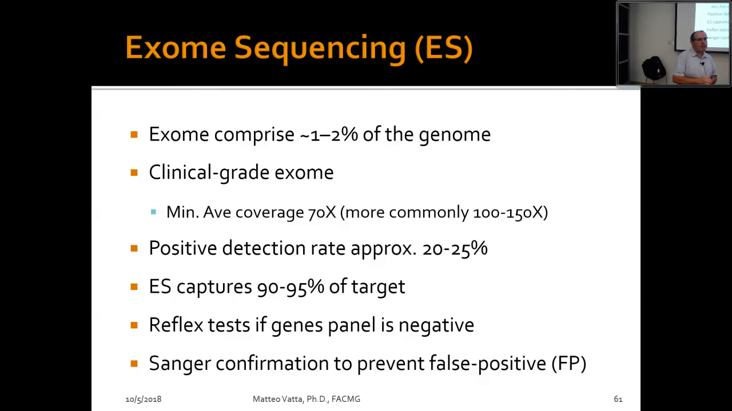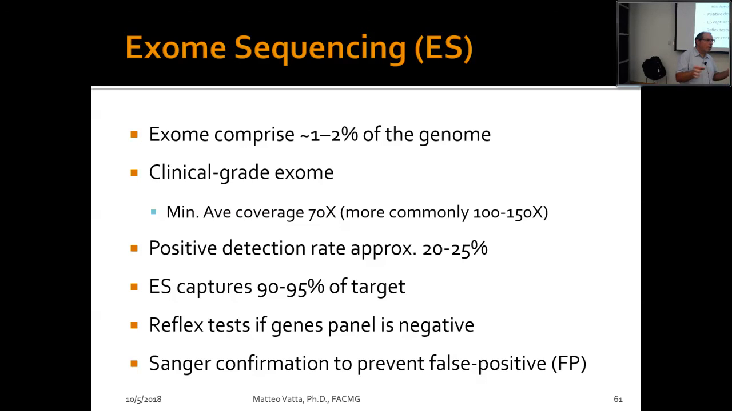Usually, the clinical grade exome has been established by ACMG to be not less than 70x depth of coverage, a minimum average coverage of 70x, but most commonly between 100 and 150 average coverage is used clinically. It has been proven over and over that the positive detection rate is between 20 and 25%. What it means is that 20-25% of all samples sent for exome sequencing will come back with a positive finding.